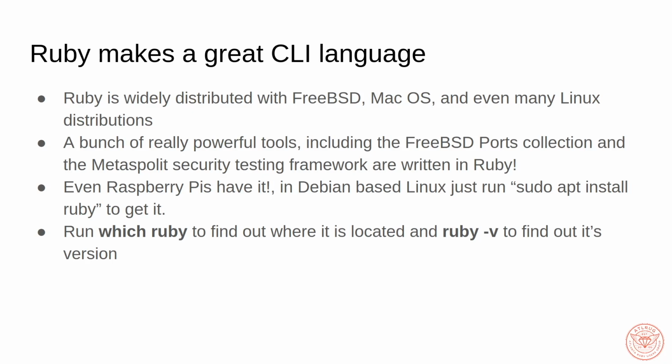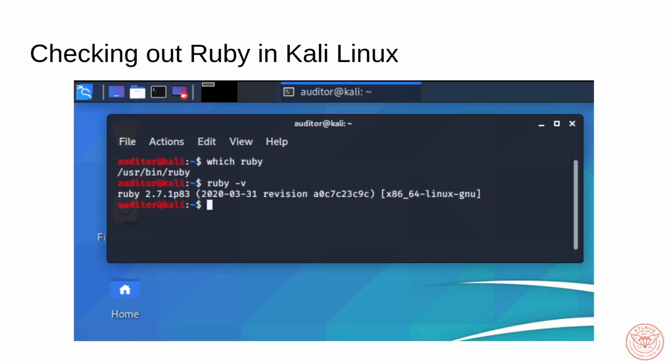And then pretty much all the Debians have it, including Raspbian, which runs on the Raspberry Pi. And then you can type which ruby to find out where it's located, and ruby -v to find out which version it is. And so here's an example on Kali Linux. Fired it up in a virtual machine just to show that, yes, it does have Ruby.